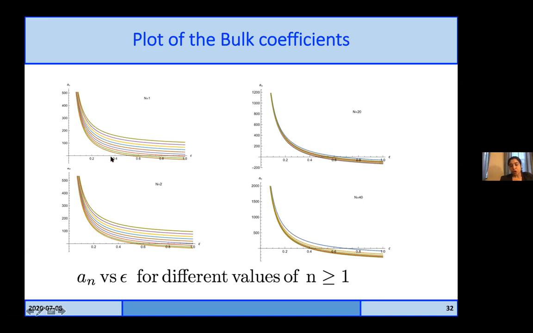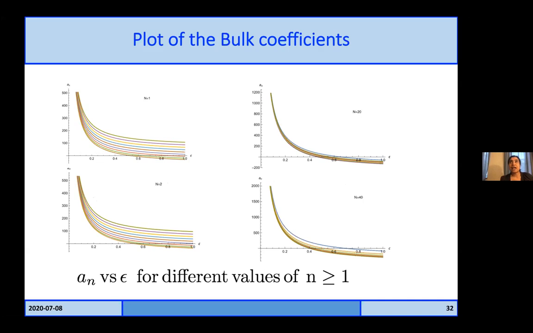Now for small values of epsilon, all these graphs have positive values of this coefficient. And if we keep increasing epsilon, then after some point we can get negative values of the coefficients. And this value is somewhere close to epsilon equals 0.5.